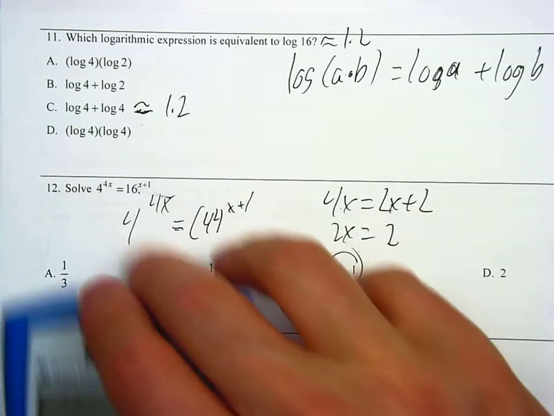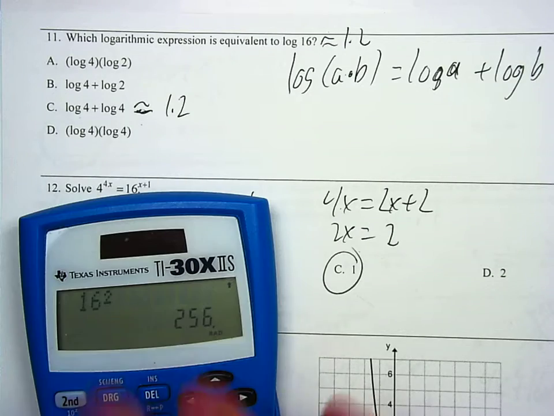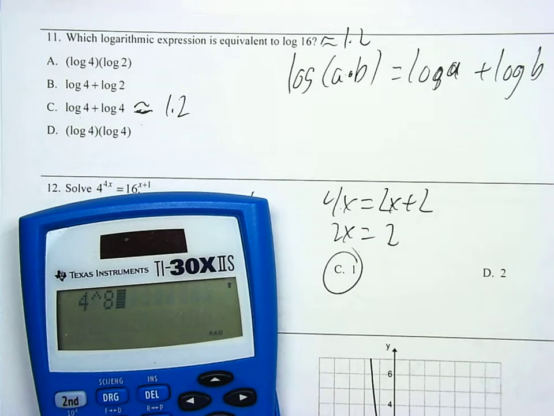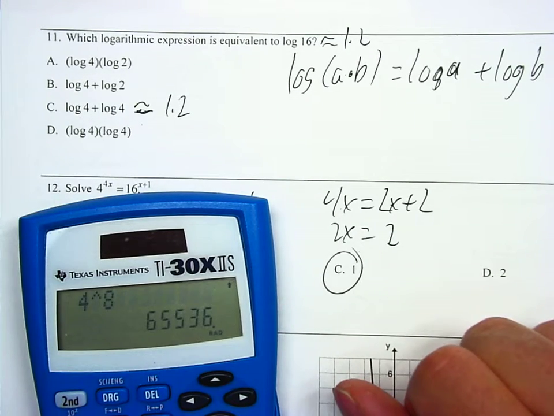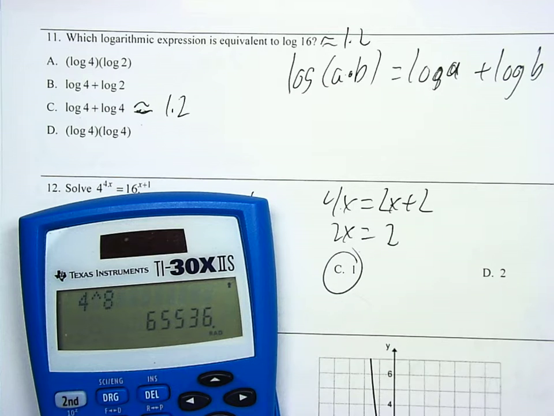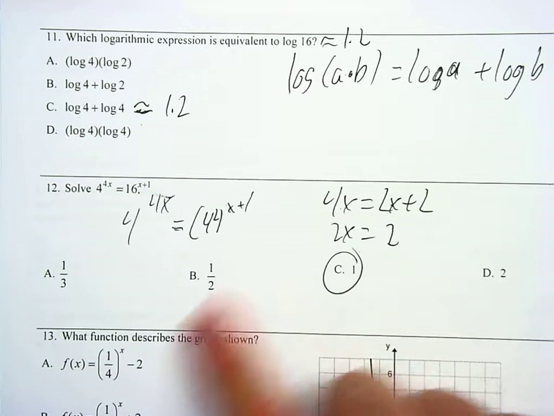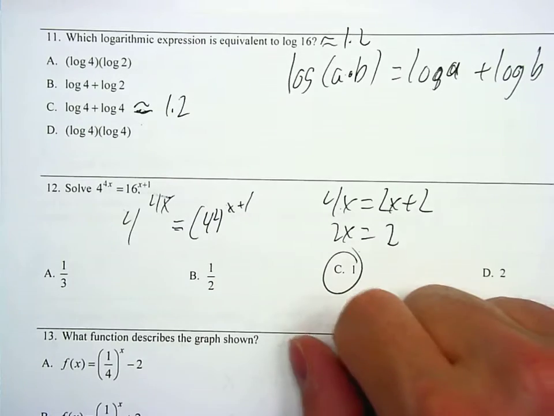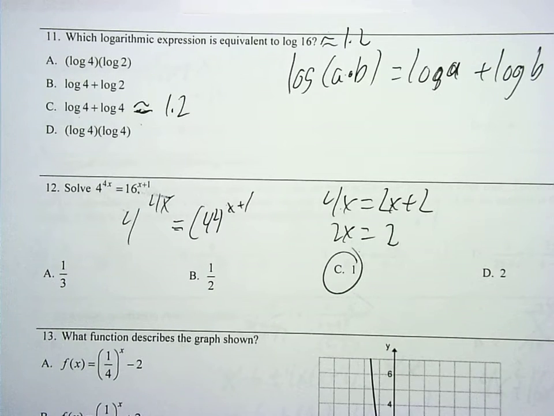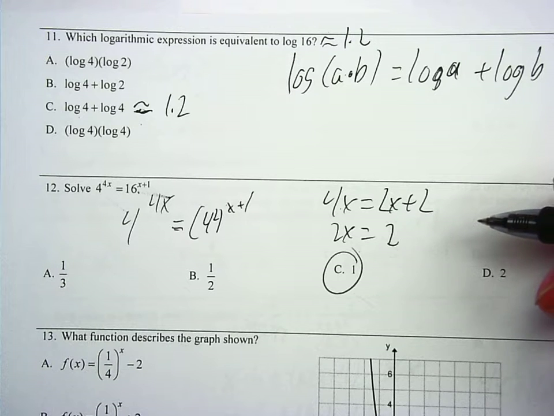Whereas the rest of these, if I put these in for x, 4 to the 8th is 65,536, whereas 16 to the 3rd is only 4,000. And these fractional ones are not going to work out either when you put them in for x. All right, next item, vertical shift and stretches versus strengths.